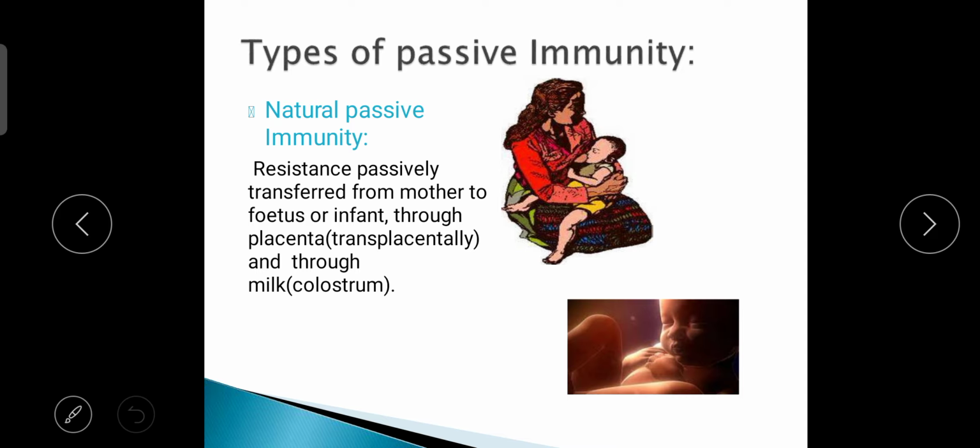So this is also natural, but it is passive. In the baby's body nothing is happening. They are getting it in ready-made form from the mother.